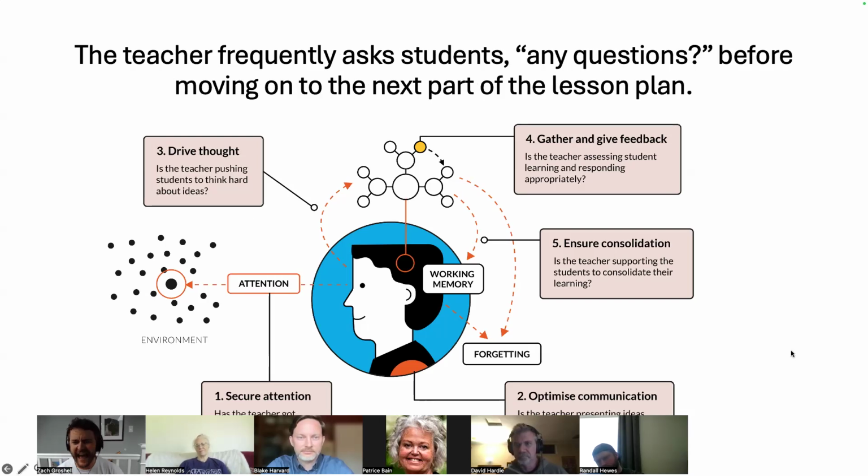The teacher frequently asks students any questions before moving on to the next part of the lesson plan.